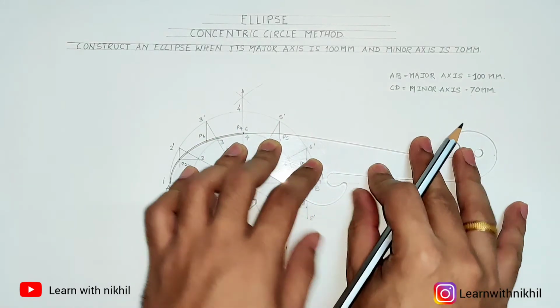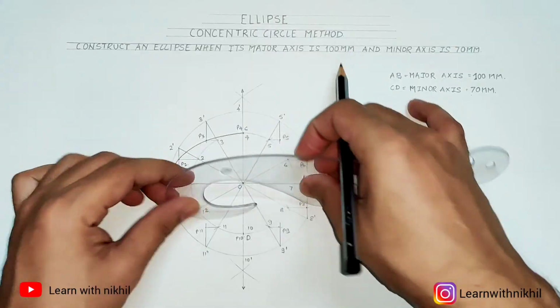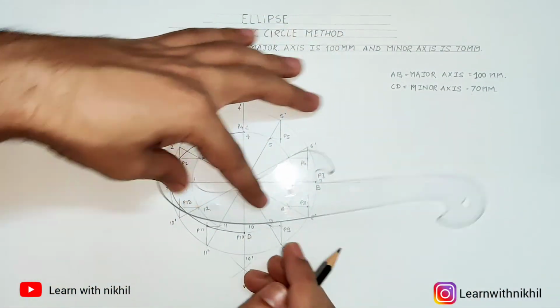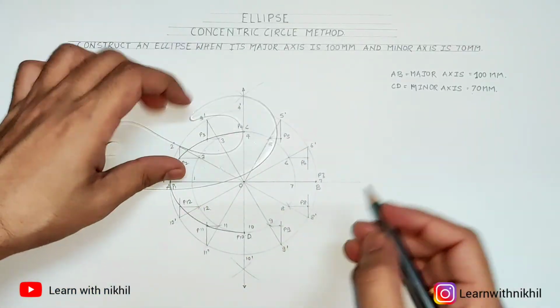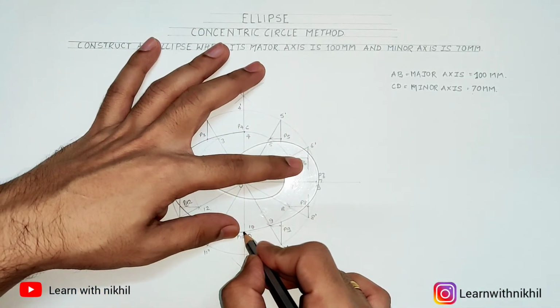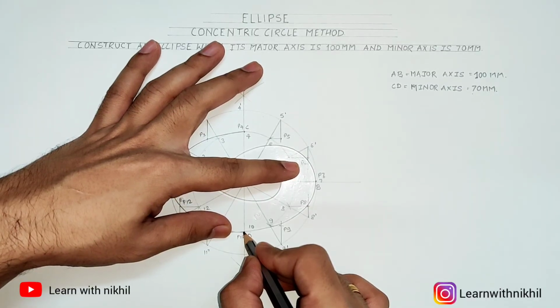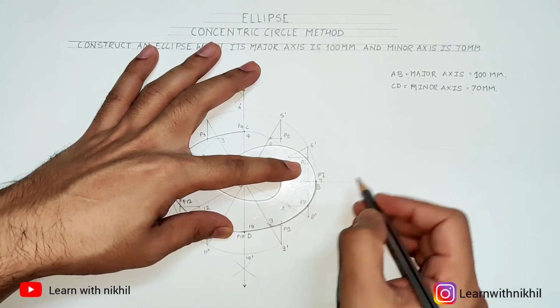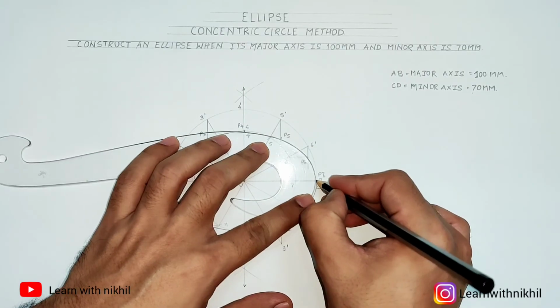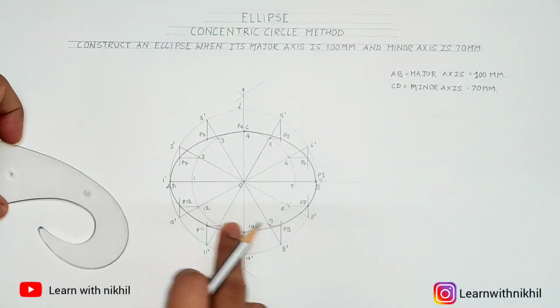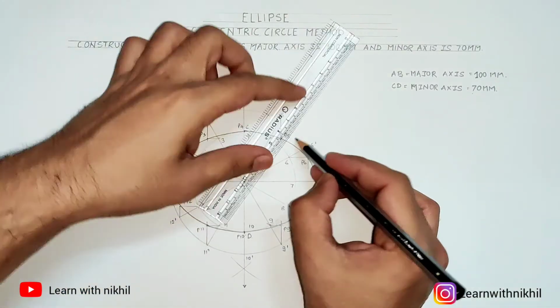Now through same method, we will draw the other parts of the ellipse as well. Just rotate the French curve and draw the smooth curve. And our ellipse is done.